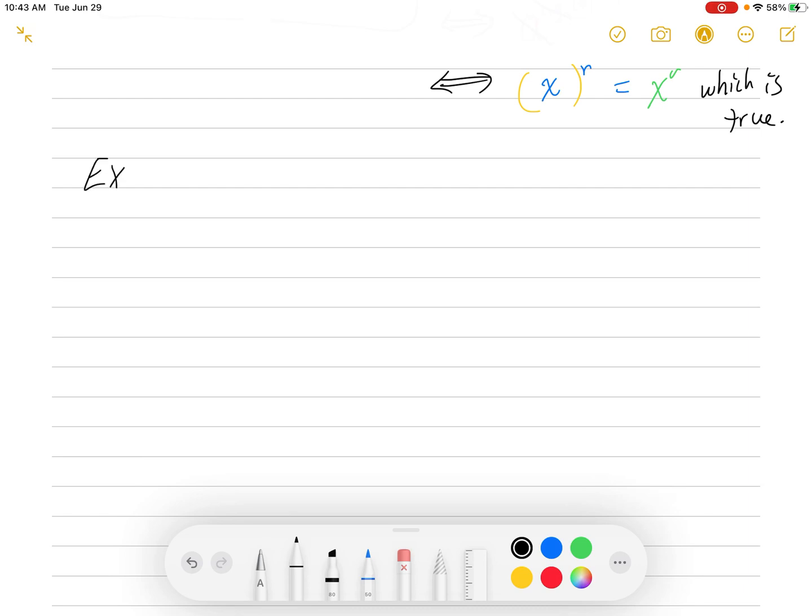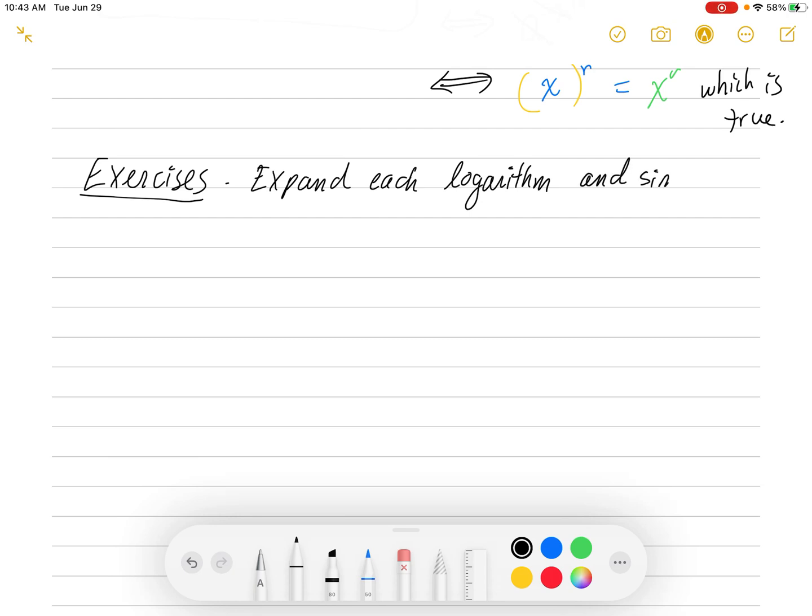Let's actually use them. Let's do some exercises where we employ these properties. Exercises. Expand each logarithm and simplify.